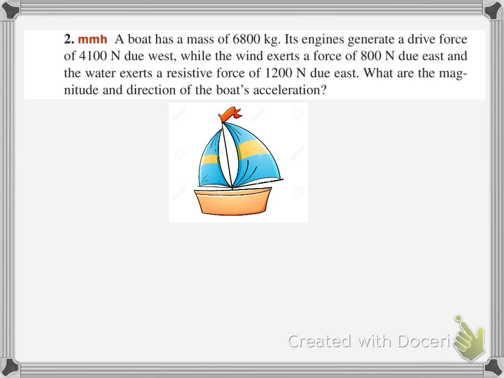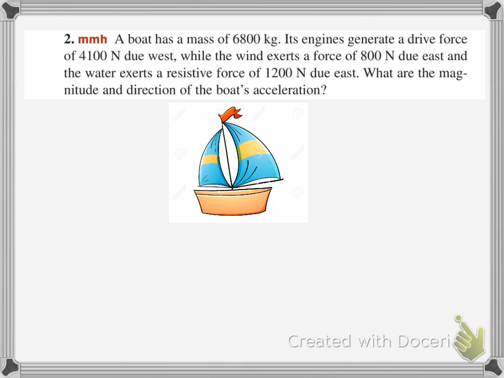A boat has a mass of 6,800 kilograms. Its engines generate a drive force of 4,100 newtons due west, while the wind exerts a force of 800 newtons due east, and the water exerts a resistive force of 1,200 newtons due east. What are the magnitude and direction of the boat's acceleration?